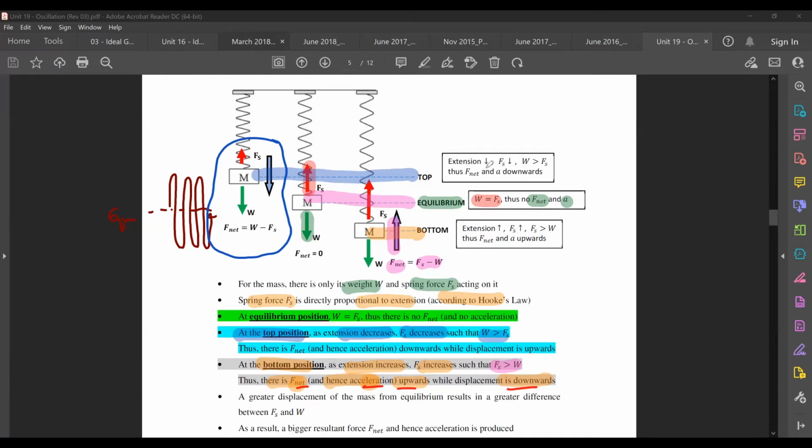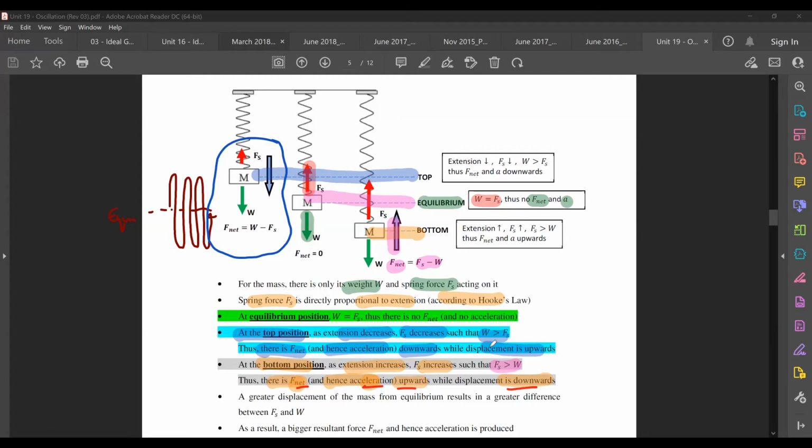Bearing in mind again that at equilibrium, spring force is equal to weight. So if your spring force drops a little, that would mean that weight is now more than your spring force. So you now have a net force and an acceleration, but this time it is directed downwards, because weight is more than spring force. Your net force will be downwards. So you have a net force and acceleration downwards while your displacement is upwards.